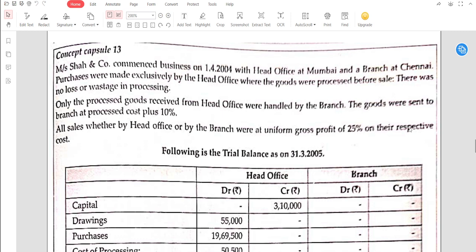Only the processed goods received from HO were handled by the branch. So the branch is only receiving the goods from HO. The goods were sent to the branch at cost plus 10%. It means 110%. So when the branch receives the goods, the profit made by the HO is 10% only. Okay, and the invoice price is 110.